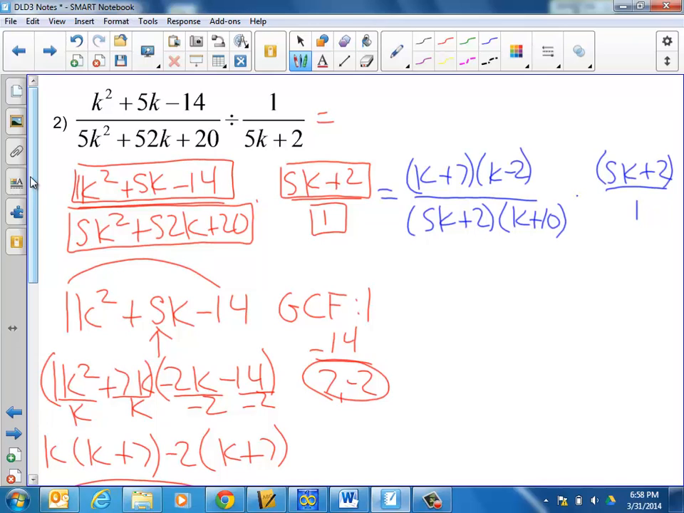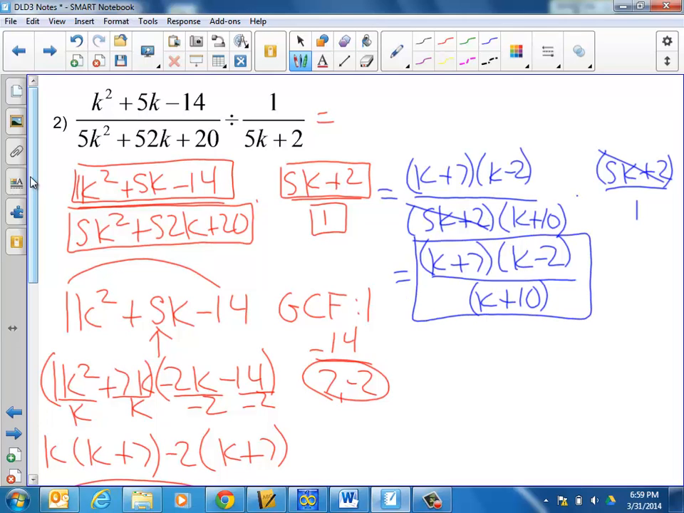All right, so let's go ahead and see if we can find the factors that are common to the numerator and denominator here. I see a 5k plus 2 that cancels from top and bottom. And that's it. I don't see anything else that cancels out. We've got a k plus 7, a k minus 2, and a k plus 10 that are unique. So, final answer of k plus 7 times k minus 2 all over k plus 10. And you're welcome to leave your answer factored like that. You do not have to distribute. You don't have to FOIL that numerator back out.